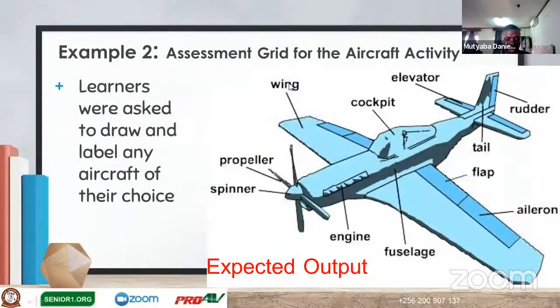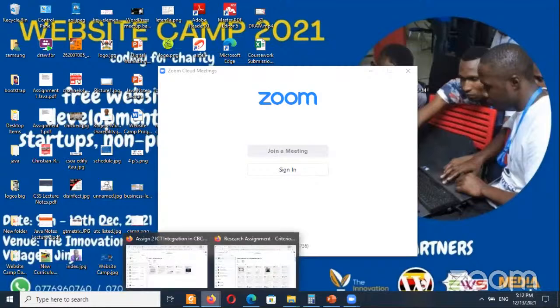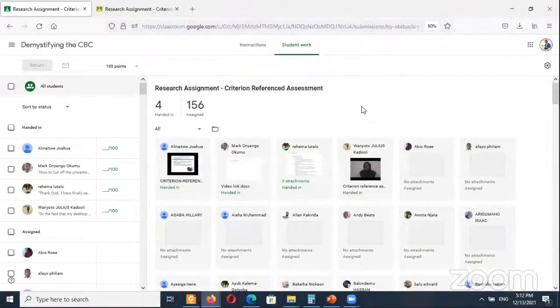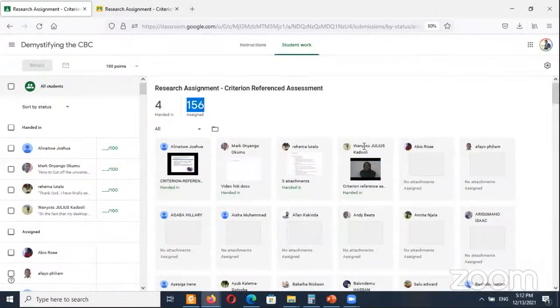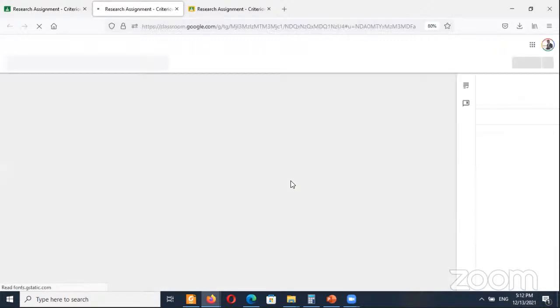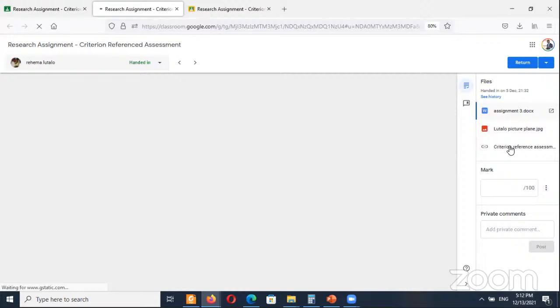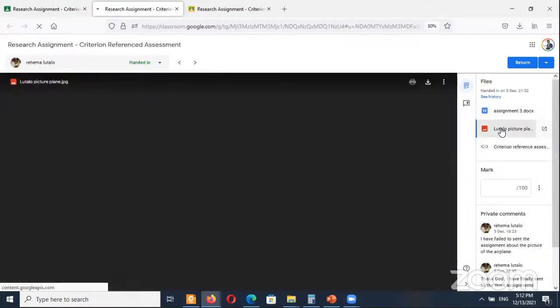I can give you an example here. Mr. Mutiaba, let me try to explain to them this one. We were doing this earlier, let me share something here. Are you seeing my screen? Yes. We told them to do something to do with the plane when we were looking at criterion reference assessment. I realized there are some members who just attend and don't do the activities, but there are those who do, so we shall use those who do to explain. We told them to draw a plane.